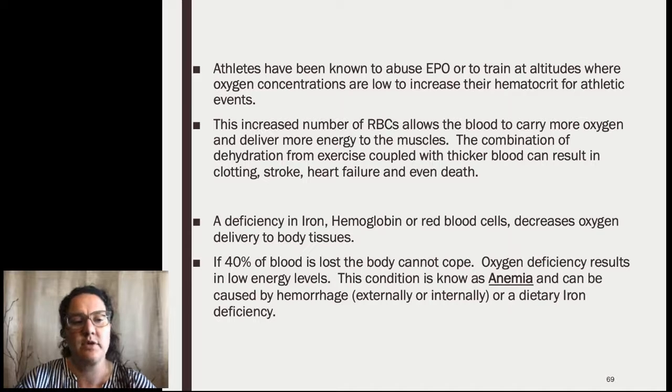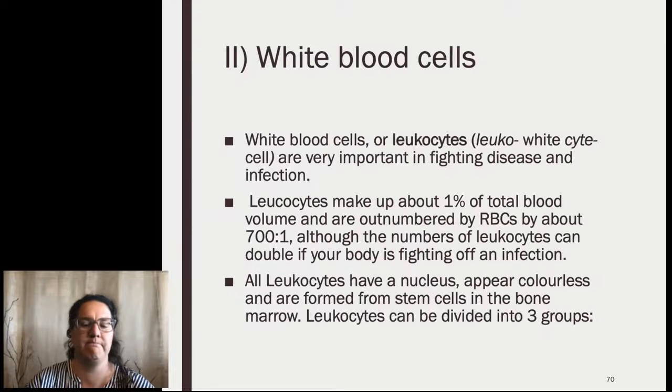If a person loses more than 40% of their blood, the body cannot cope. So oxygen deficiency results in low energy levels, and you have some severe health consequences. And if you have low levels of red blood cells, you might have anemia. This can be caused by hemorrhage and blood loss or from a dietary iron deficiency.